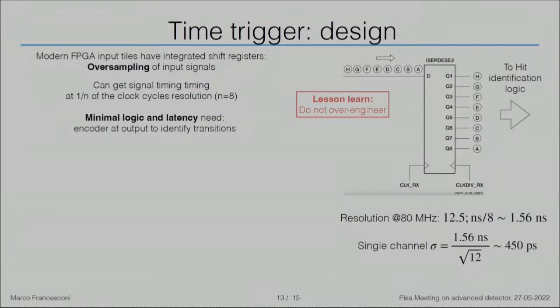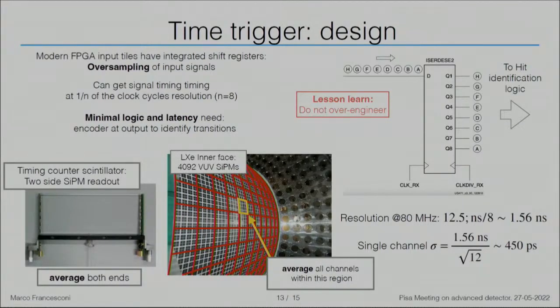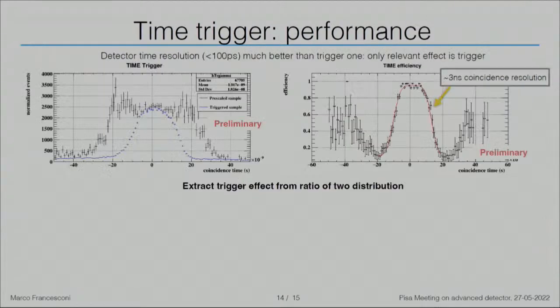For the time, we exploit the serial links that we have in the FPGAs, and using this we can oversample the hits, and therefore we obtain around 450 picoseconds. We could do better by using other sources of TDCs, but this is enough for us, and we do some averaging depending on the detector types.